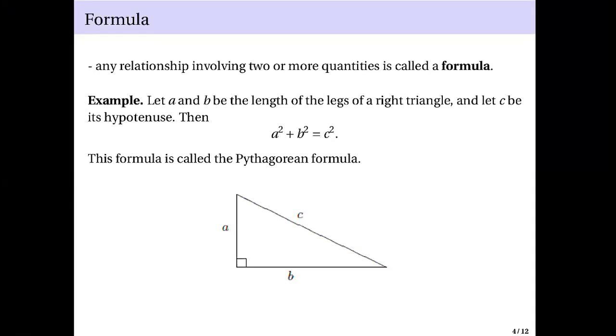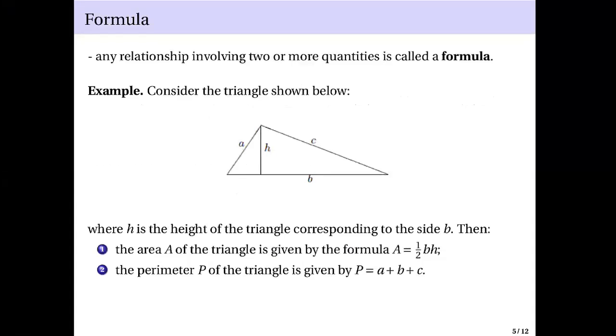And then we consider another type of triangle here, actually the more general type of triangle. So you have a triangle with sides of length A, B, and C. In here, you see a segment, which we labeled H, and H is the height of the triangle corresponding to side B. Take note of that, corresponding to side B.